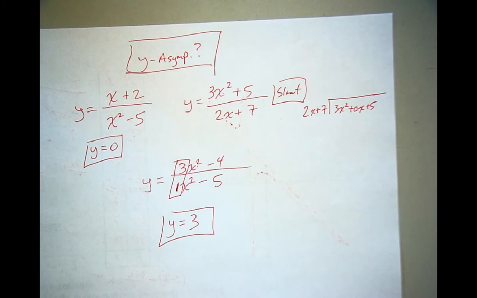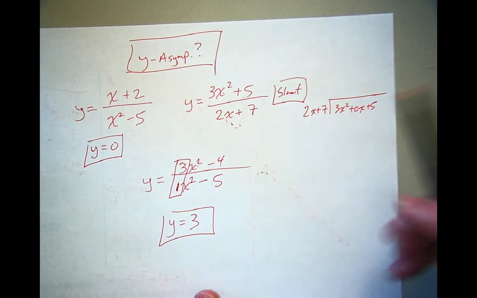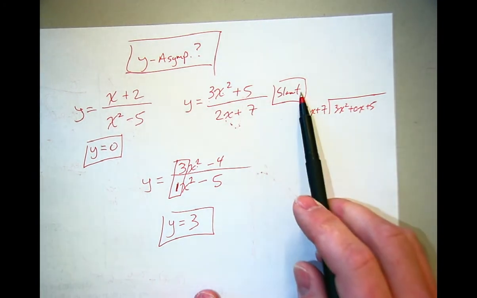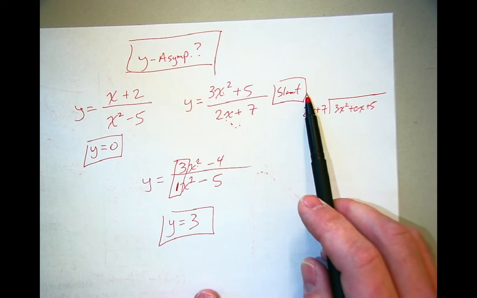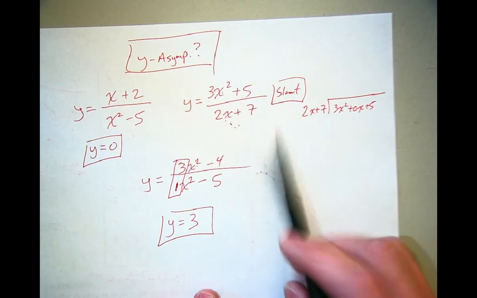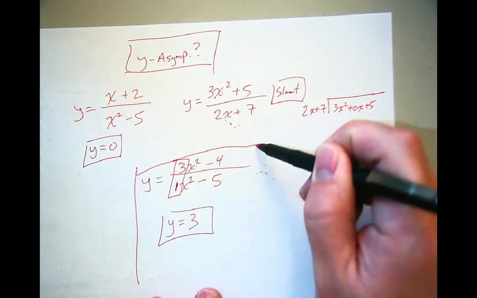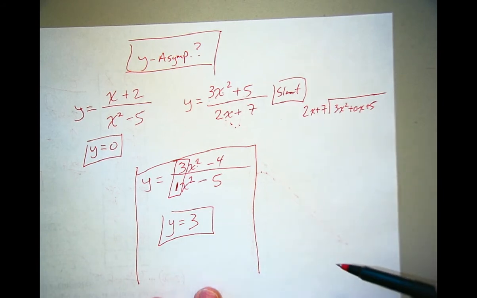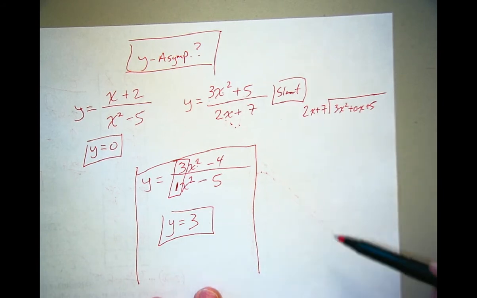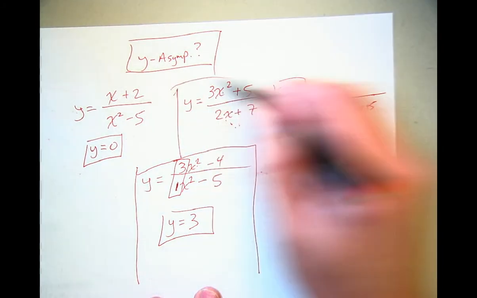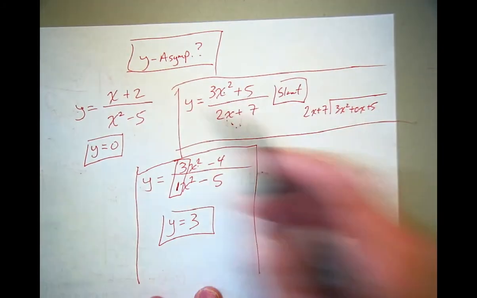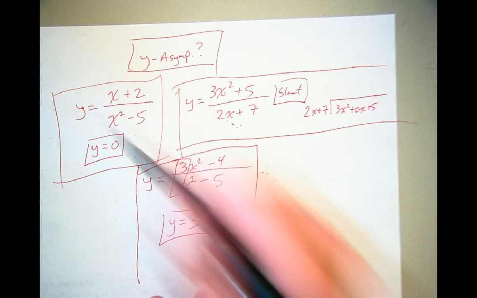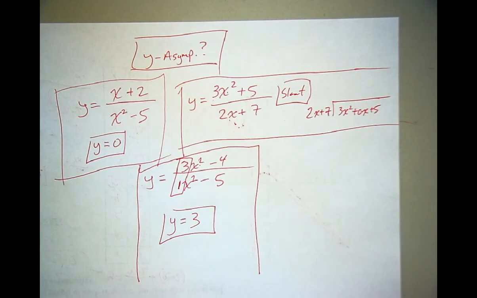Yes, Tyler. So for the second one, would you have 2 y asymptotes? No, you'd have 1 y asymptote. It's a slanted one. So what's the y equals 3 at the bottom? That's for this one. Okay. So 3 different problems we're dealing with. Okay. Other questions?